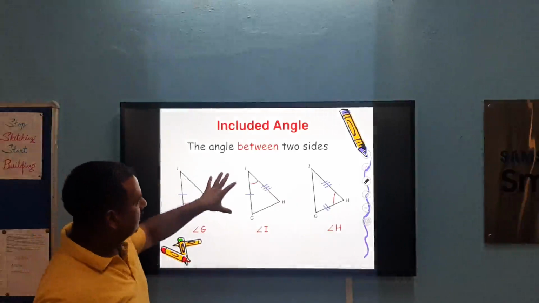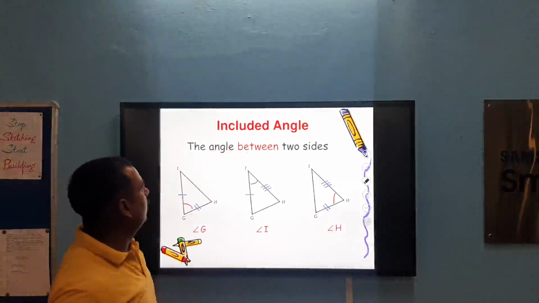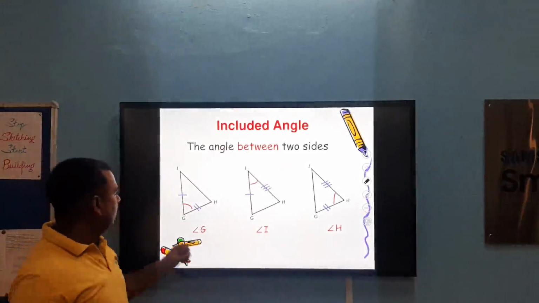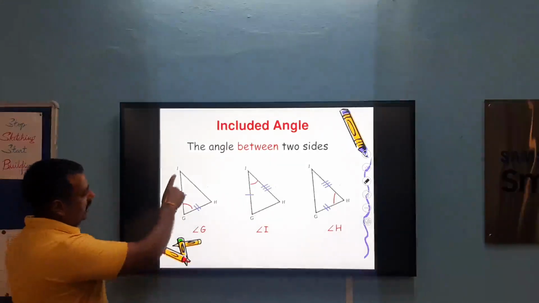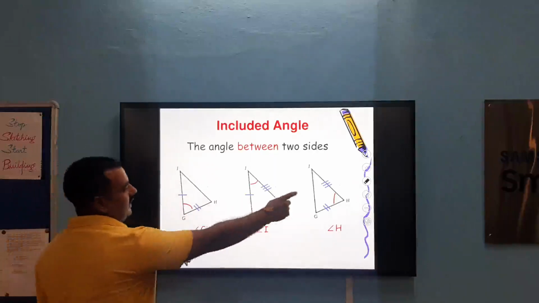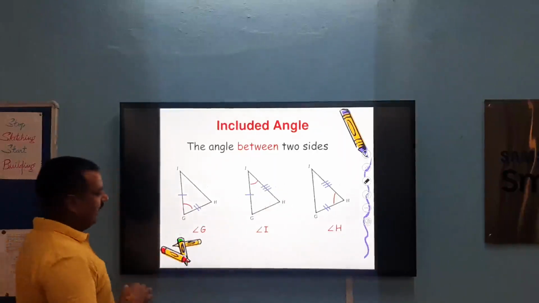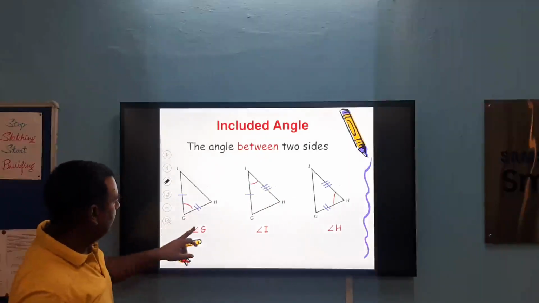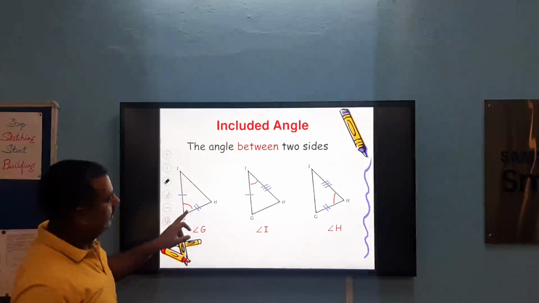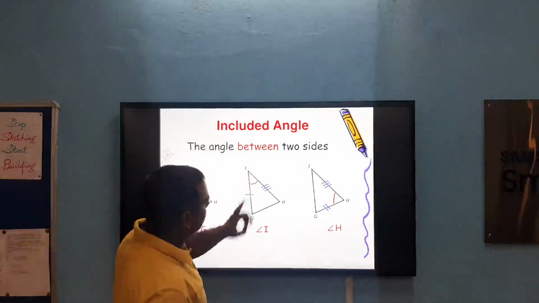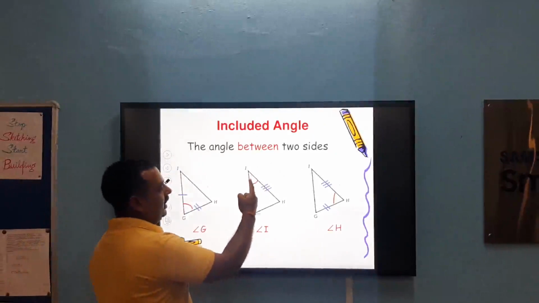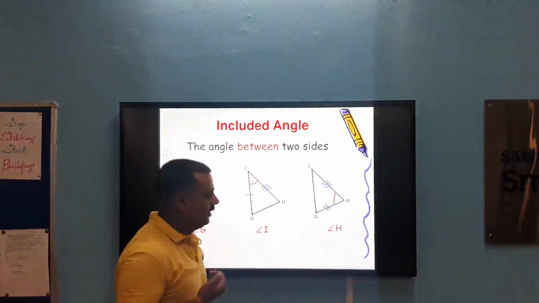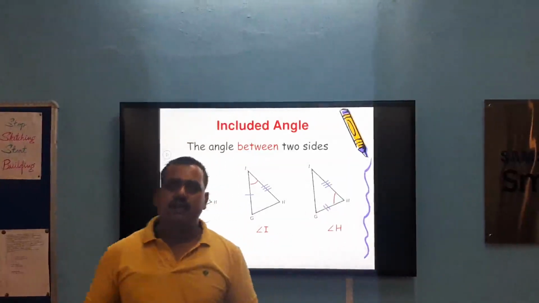Now we can see again the included angle, the angle between 2 sides. Here we have 3 diagrams in which triangle IGH is represented in 3 different ways. If we take IG side with GH side, then angle G is the included angle. If we take IG and IH, these 2 sides, then angle I is known as the included angle. If we take IH and GH side, then angle H is known as the included angle.